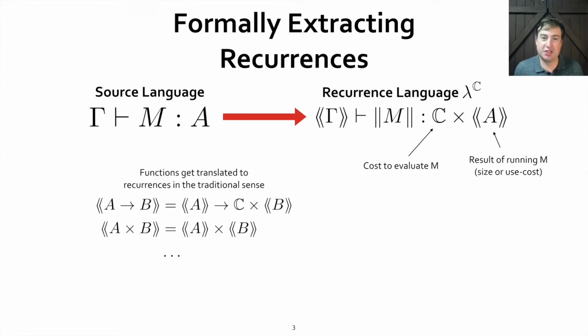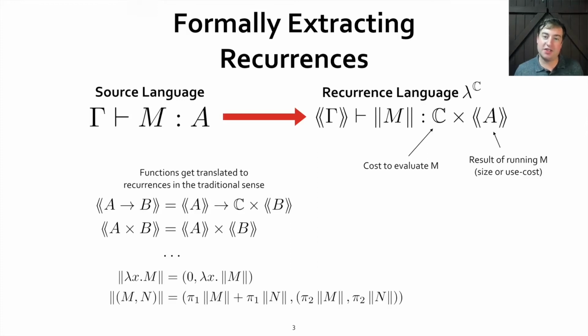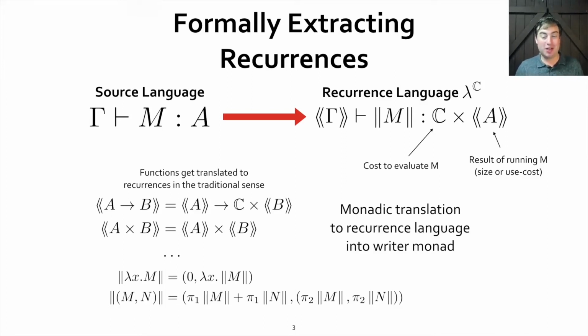Now, this size translation that I'm talking about is essentially the identity on values, except at higher type. Where the size of a function is a recurrence in the traditional sense. So it's a function from sizes to costs and sizes. Now, the real meat of this recurrence extraction is the term translation, which is defined compositionally by recursion over raw syntax. So given a term in the source, we can just translate it to a term in lambda C. Now, if you're a monadically minded person, you might recognize all of this as being a monadic translation into the writer monad. And all of this helps motivate the definition of the size translation. Arrows in the source become Kleisli arrows in lambda C.